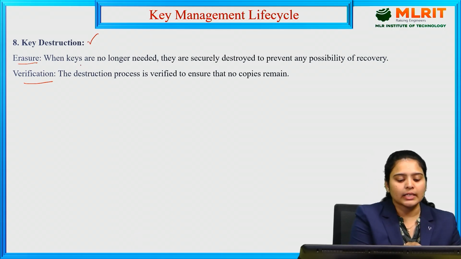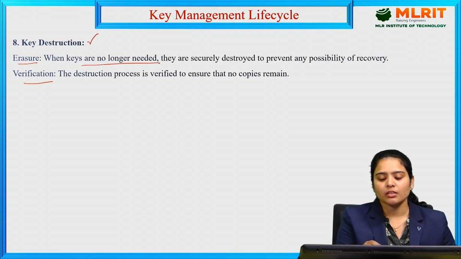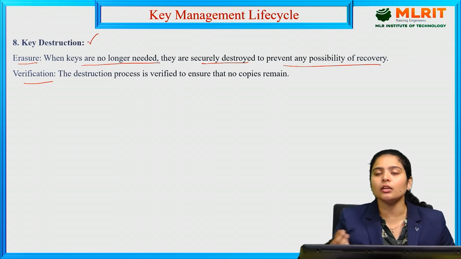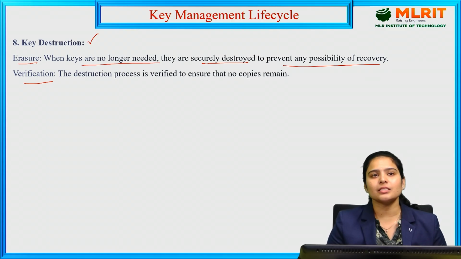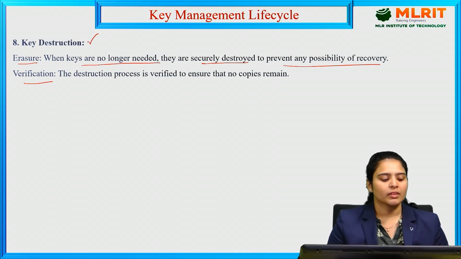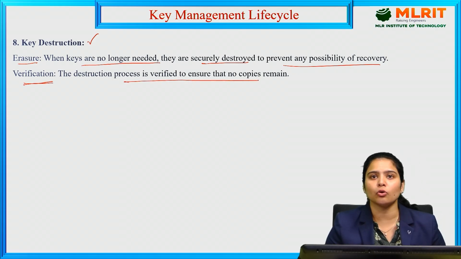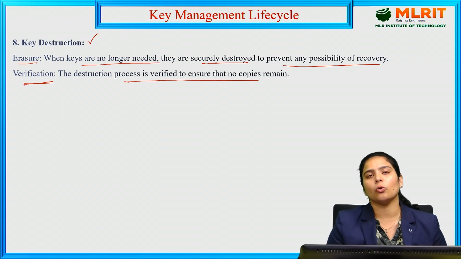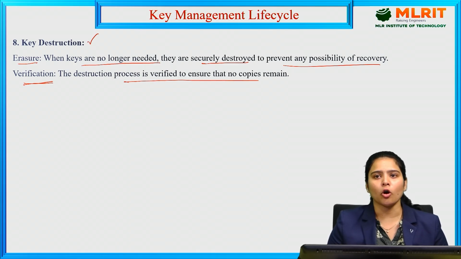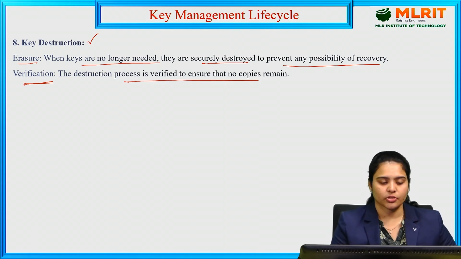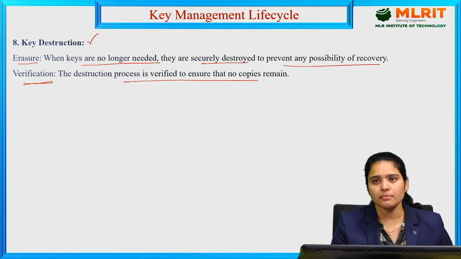See, when keys are no longer needed, they should be securely destroyed to prevent any possibility of recovery. Means in the erasure form, they check to prevent any possibility of recovery, and in the verification, the process should be verified so that no copies remain. Means after the whole completion of the key process, it should be done in the verification process also. By the destruction process, no copies should remain. Those are the two processes in key destruction. These are the eight types of the key management life cycle.